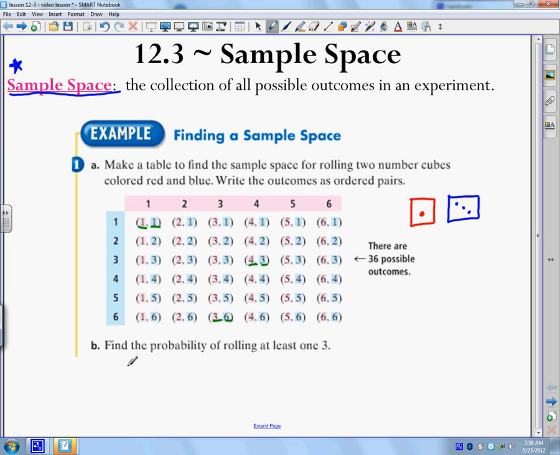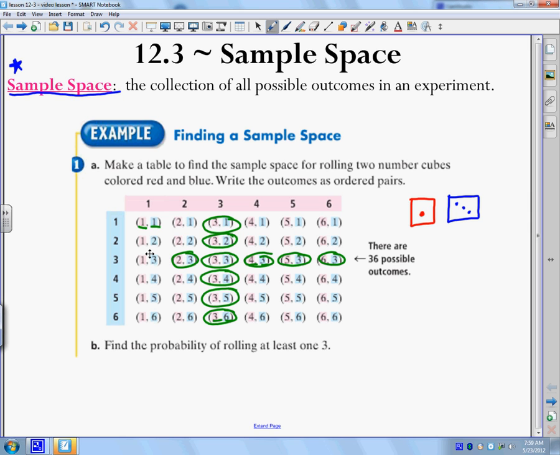From there, they might ask you a question like, find the probability of rolling at least 1 three. So what you do is you look for the 3s. And I'm going to circle all the ones that have at least 1 three in it. This has 2 threes, but it has at least 1 three, so I still circle it.